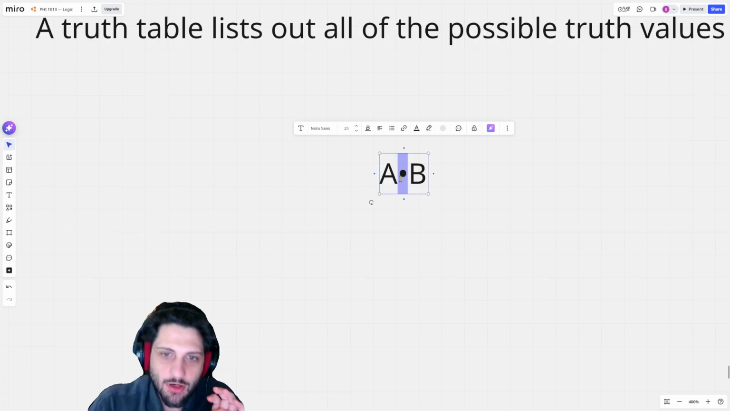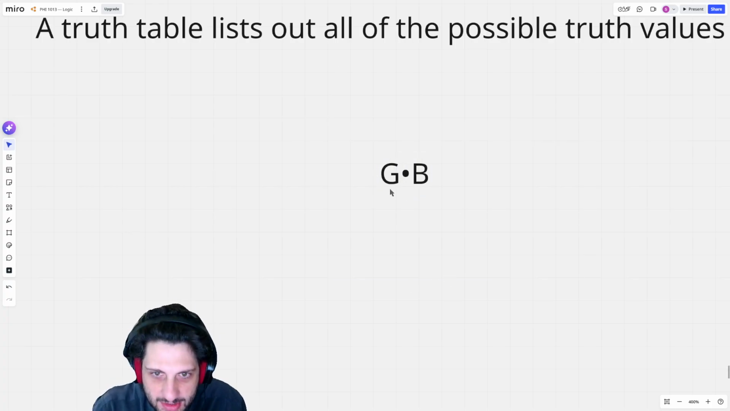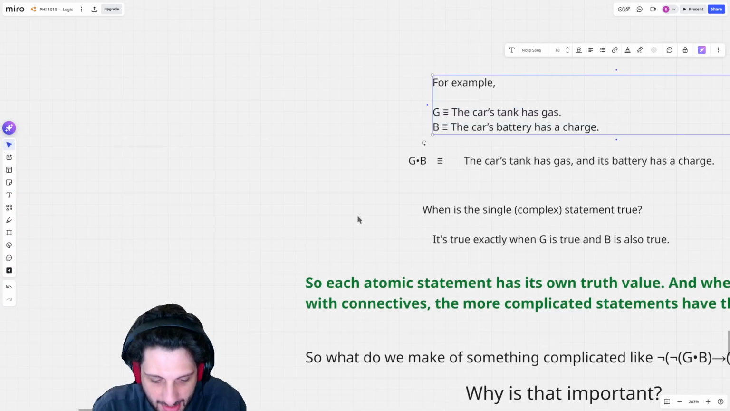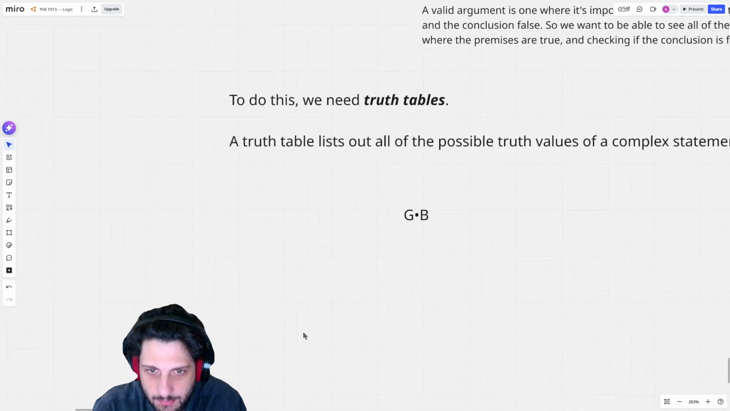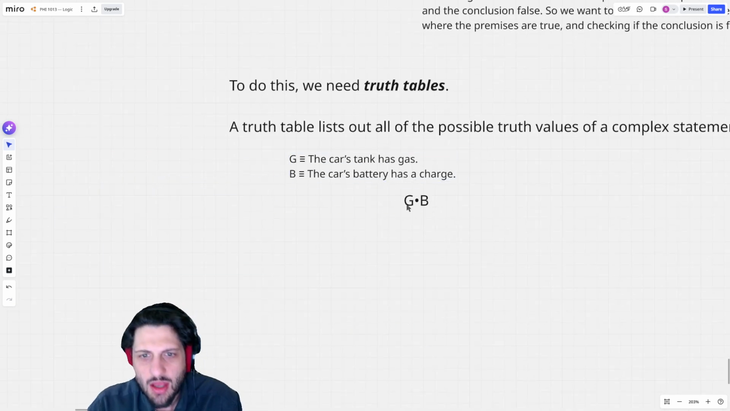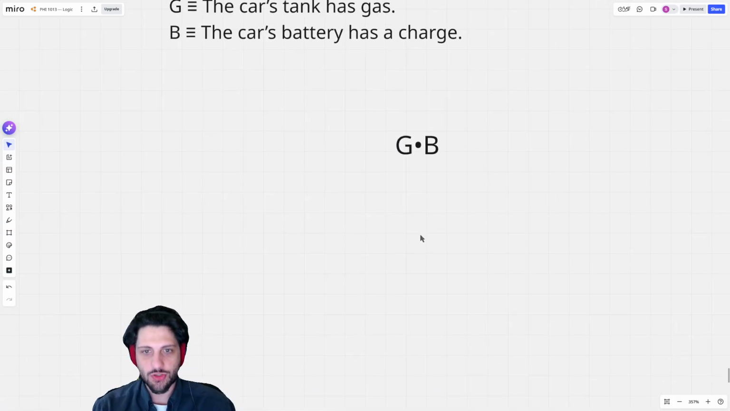Actually, it's probably better for a lot of us to use an example, so we can keep in mind G and B from above. So, like the car's gas tank. We'll go ahead and slide this over right here. So let's say we want to build a truth table for this.